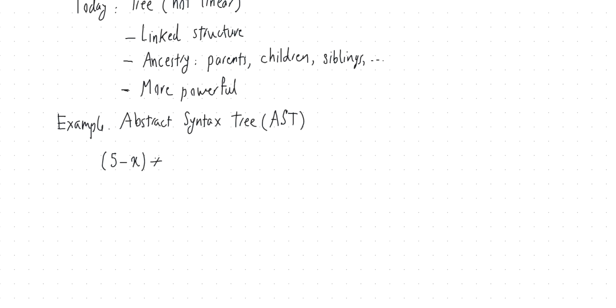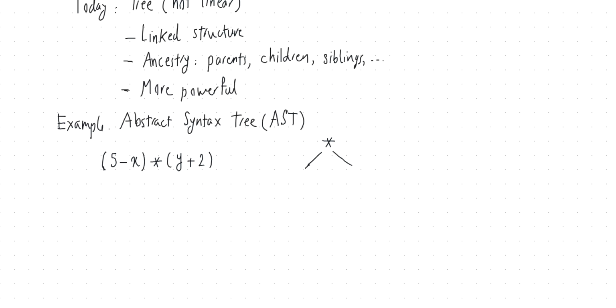So (5 minus x) times (y plus 2), for example, right? Now, this is in linear form, right? This is how we write in mathematics or in most programming languages. But if I want to show the structure of this expression, I can use a tree to represent that. And multiplication will be on the top of that tree. And then the multiplication is a binary operation. So it has two operands, 5 minus x and y plus 2.